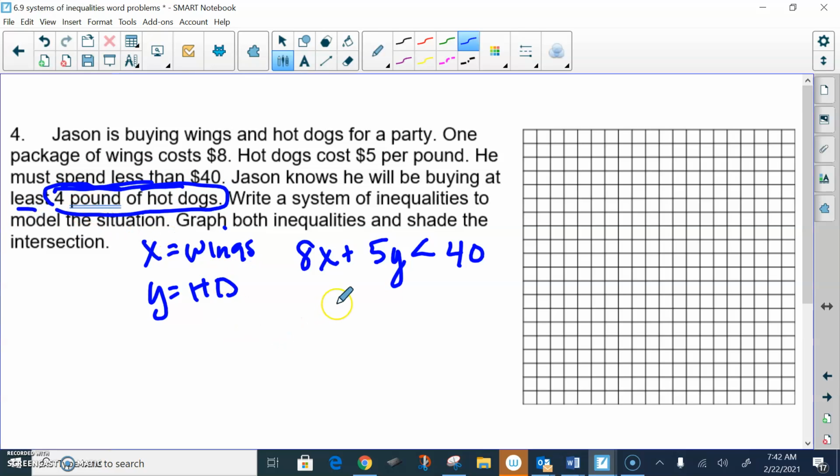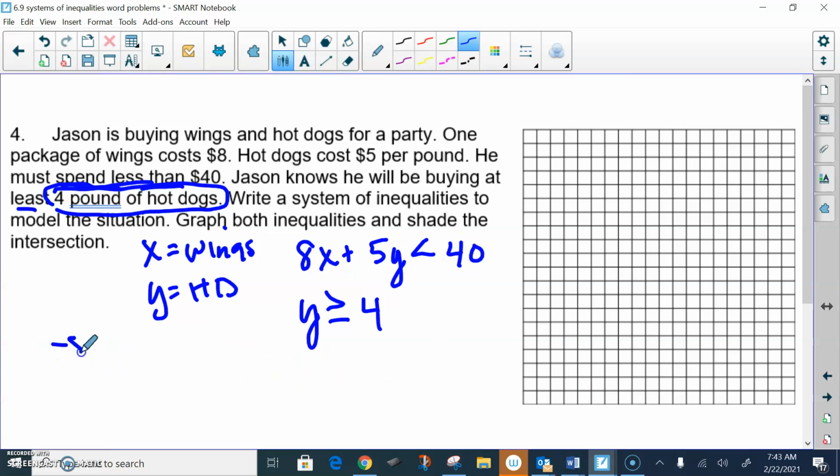So that is greater than or equal to, we said hot dogs are Y. Number of bags of hot dogs or pounds of hot dogs has to be greater than or equal to at least 4 pounds. Okay, we'll put that in slope-intercept form. We'll graph this, and we'll see where the two intersect. Let's do that real quick. Let's put that in slope-intercept form, and we'll decide on our scale. So I'm going to subtract 8x from each side.